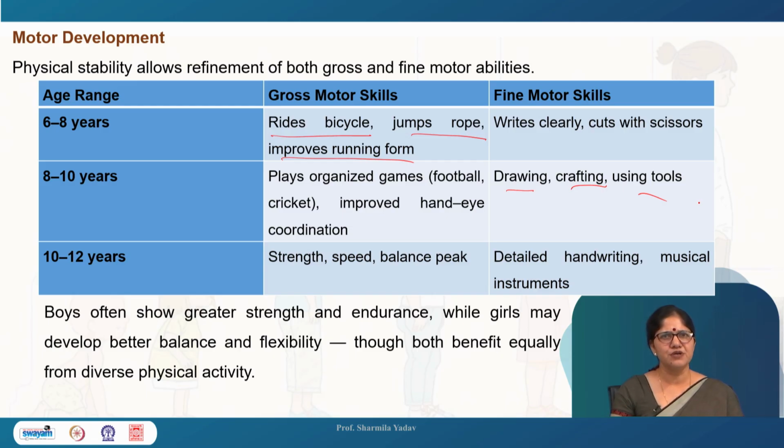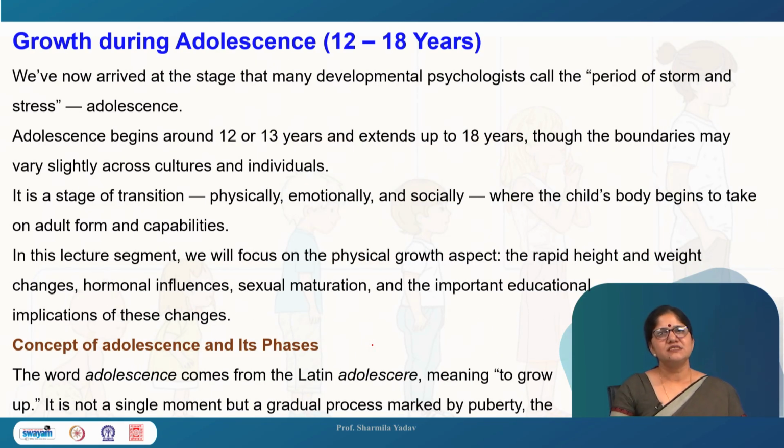Boys often show greater strength and endurance, while girls may develop better balance and flexibility, though both benefit equally from diverse physical activity. Now let's see growth, that is physical growth during adolescence, 12 to 18 years.